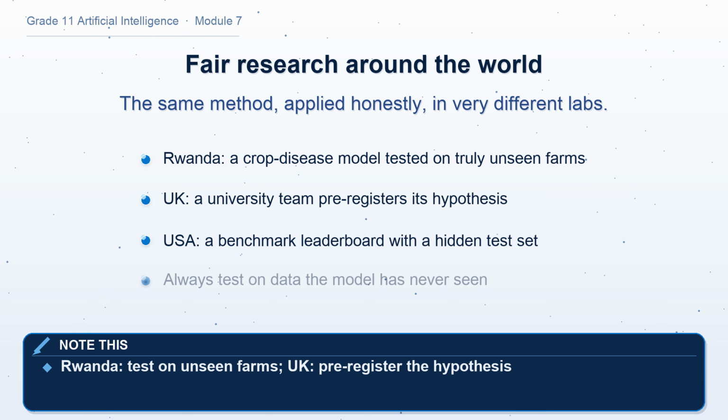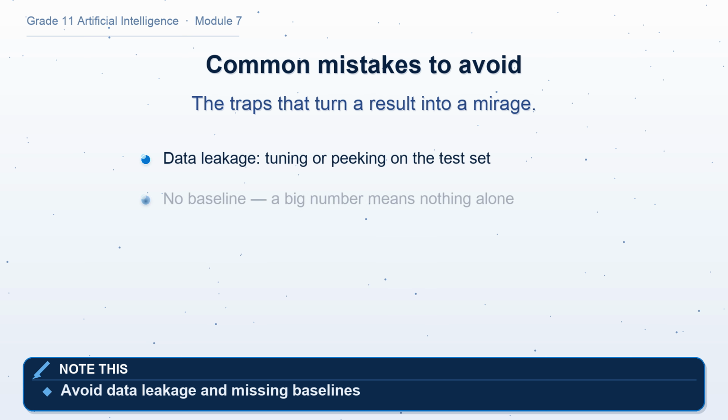First, data leakage, tuning on or even peeking at the test set, which secretly inflates the score. Second, reporting a big number with no baseline. Without a reference, it means nothing.